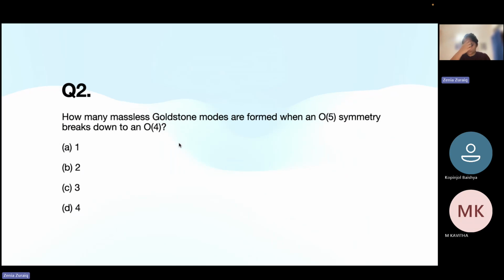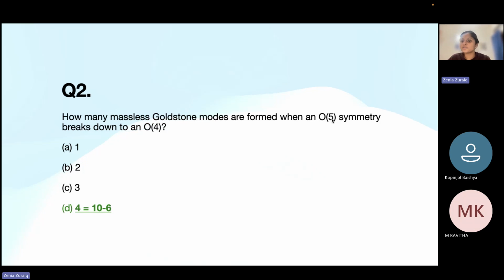So again, I'll give a little bit of time for people to answer. Okay, I'm just going to go to the answer. So the answer is D. Here, remember that the number of Goldstone modes that are formed corresponds to the difference in the number of generators.